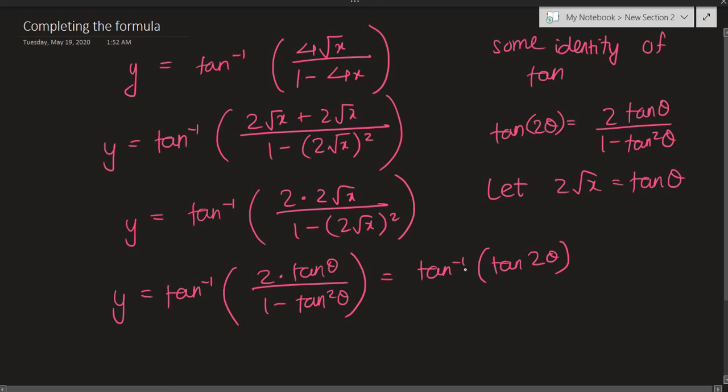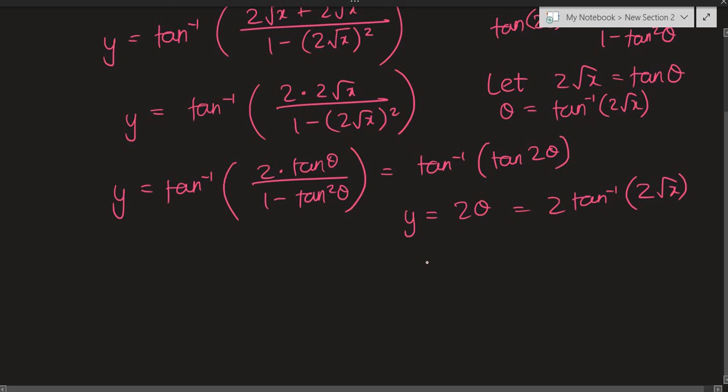The tangent and the inverse tangent are going to cancel out each other. So we have 2 theta. But what was theta? Theta was the inverse tangent of 2 times the square root of x. So 2 times the inverse tangent of 2 times the square root of x. So we end up with something that's way simpler to differentiate. Let's differentiate now finally with respect to x on both sides.